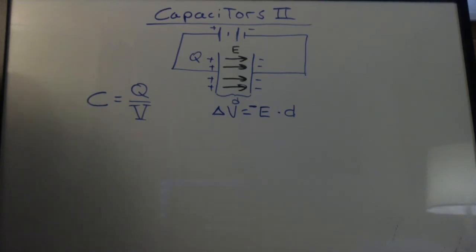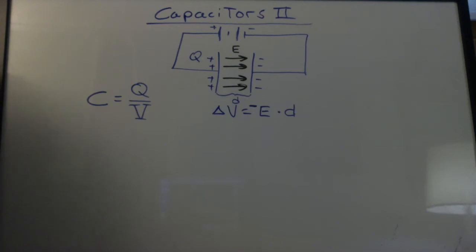So what could you do to increase the value of the capacitance? If I got a bigger battery with more voltage, I would increase the voltage, but I'd also increase the charge getting placed on that capacitor. It would still leave me with the same constant, C.